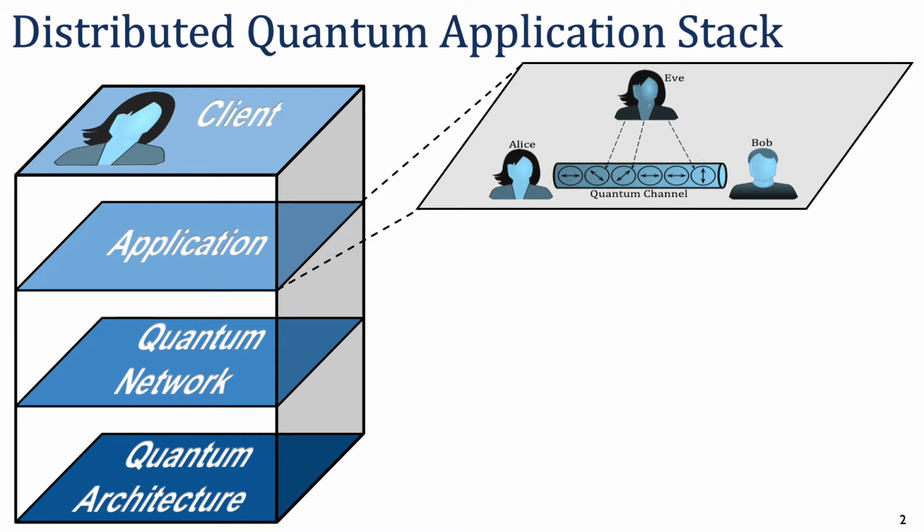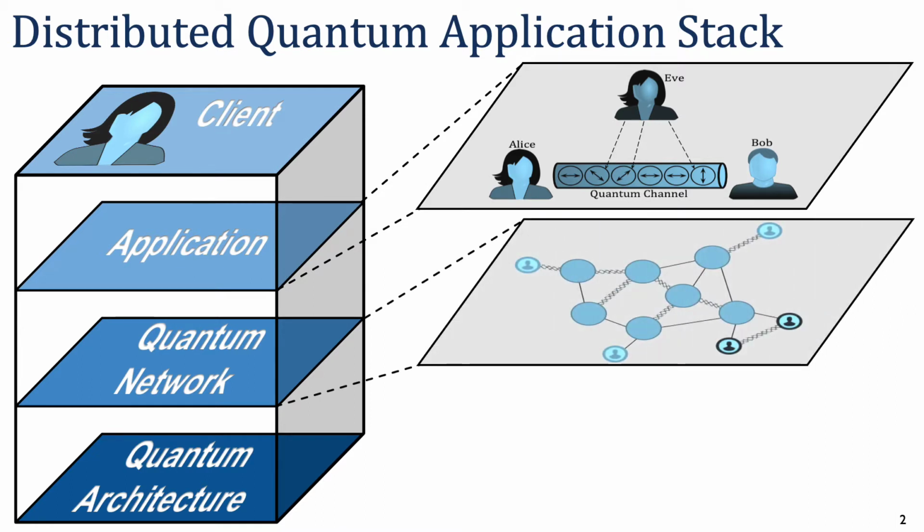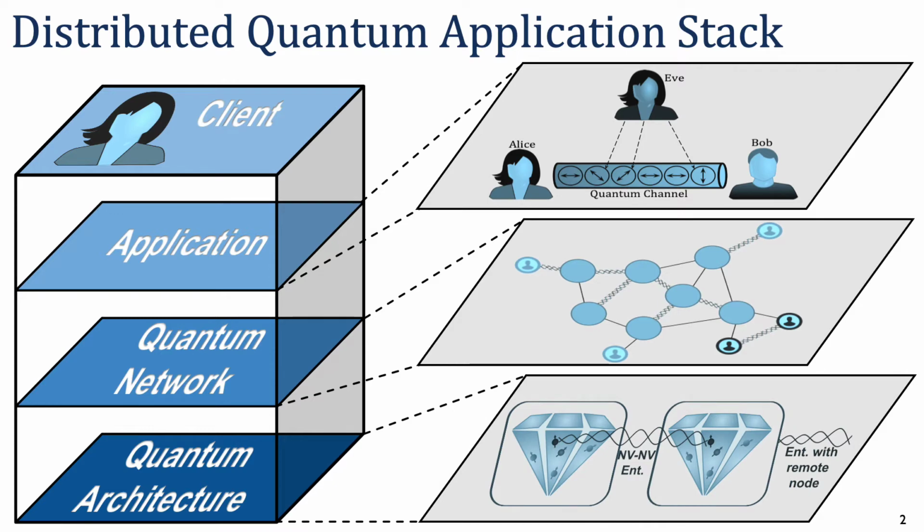Then we have a quantum network, which helps to deliver the resources that are requested by the application, for instance, entanglement. At the bottom, we have a quantum architecture, the actual hardware with which the network and the application must interface in order to generate these resources or to perform quantum computation. In this talk, we'll be exploring some of the interactions between the different levels of the distributed quantum architecture stack.